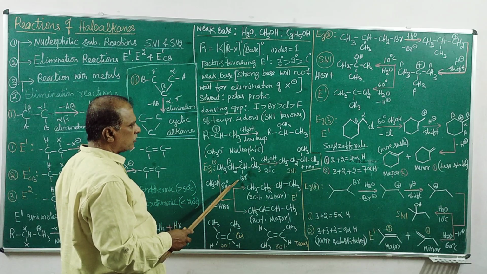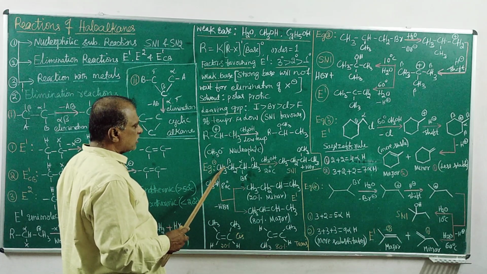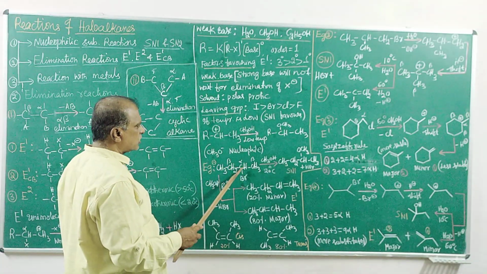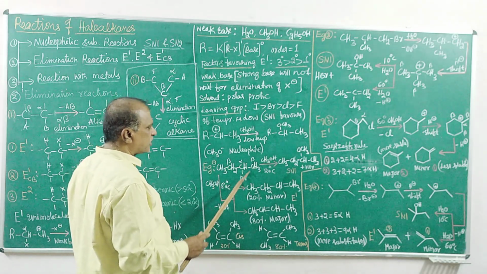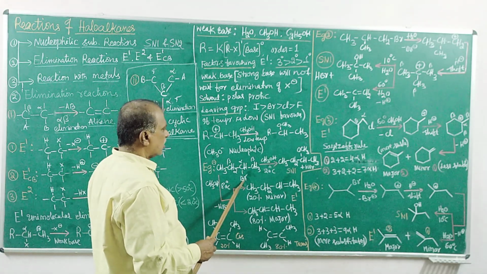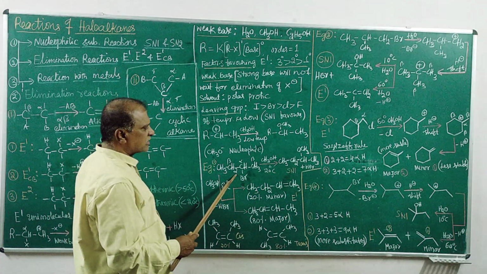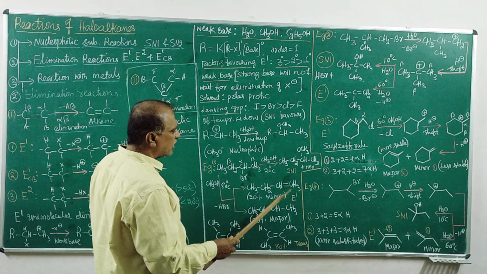Haloalkanes. Here are different haloalkanes. Here CH3, CH2, CH, CH3, Br. That is 4 carbon atoms in a chain, with Br here. So this undergoes both SN1 mechanism and E1 elimination.